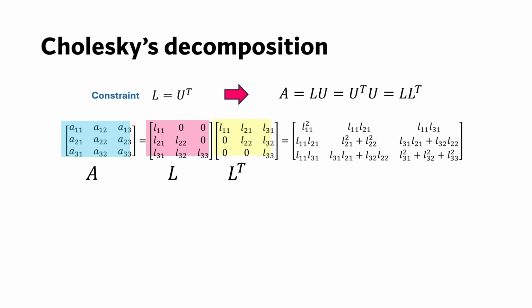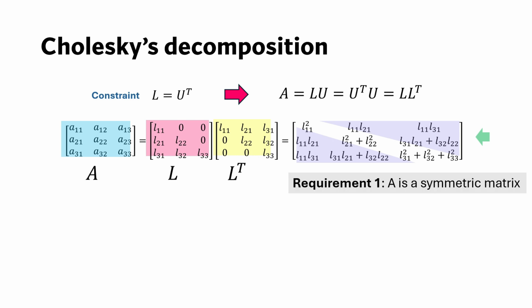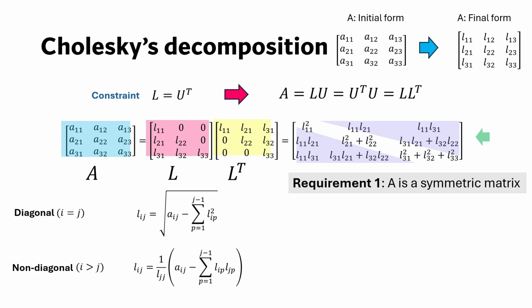The product of the lower and the upper triangular matrices is the matrix on the right hand side. As we can see, this is a symmetric matrix. And this explains the first limitation of Cholesky's decomposition method, that is, it requires A to be a symmetric matrix. The good thing is that because of the symmetry of this matrix, we only have to solve 6 equations, that is, 3 diagonal and 3 non-diagonal elements.